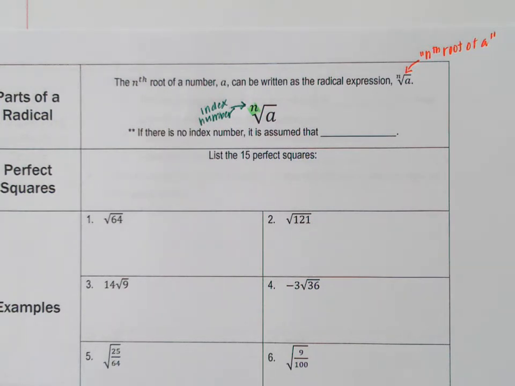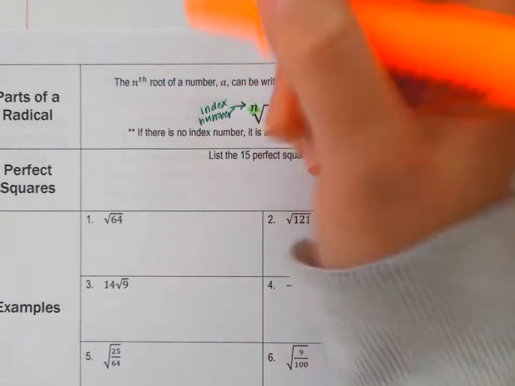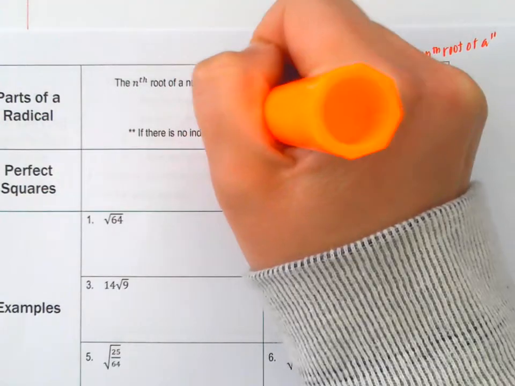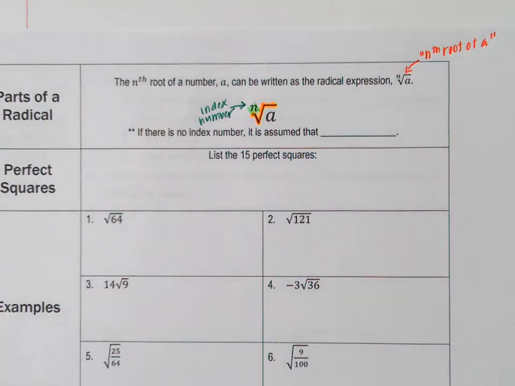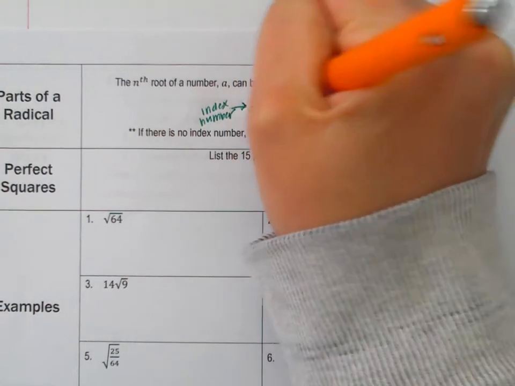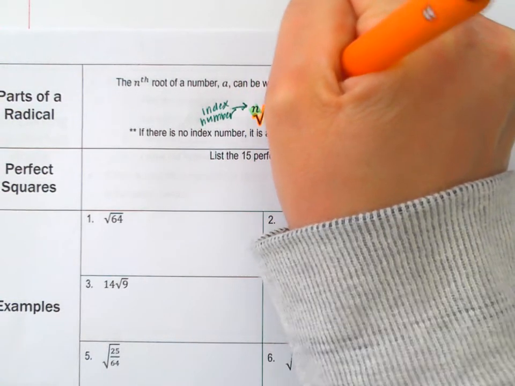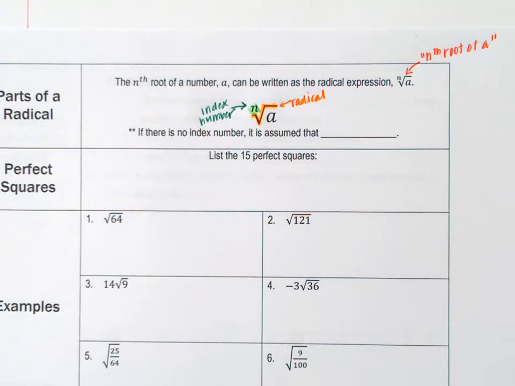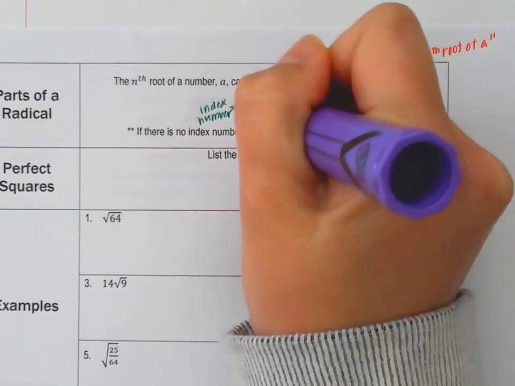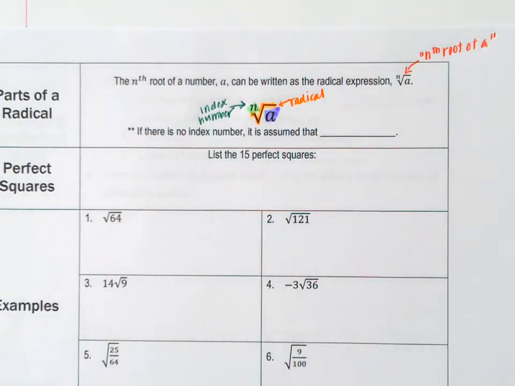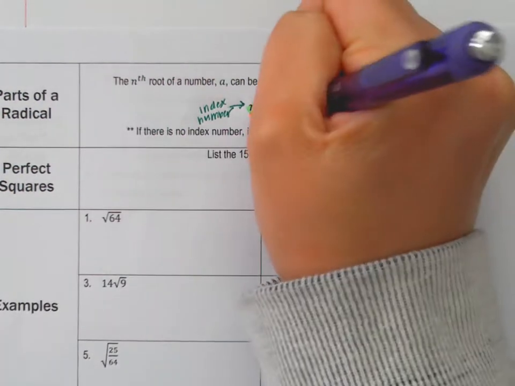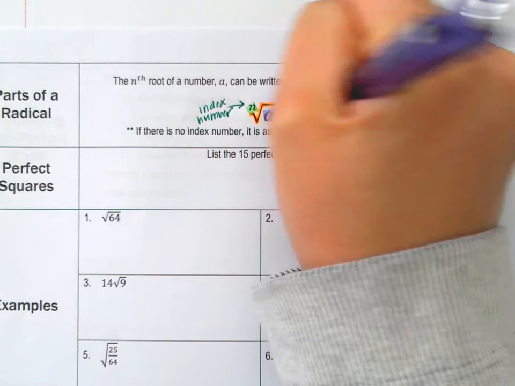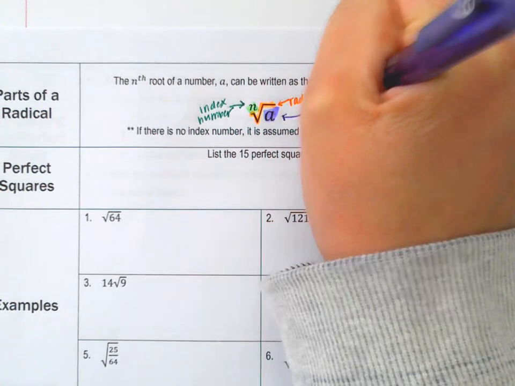And then we have this. You guys know what this is called. That's called a radical, so that is the radical portion. What some of you might not know is what the a is called. The number or the variable within the radical is called the radicand. The radicand is always the number or variable within the square root or the cube root or whatever root.